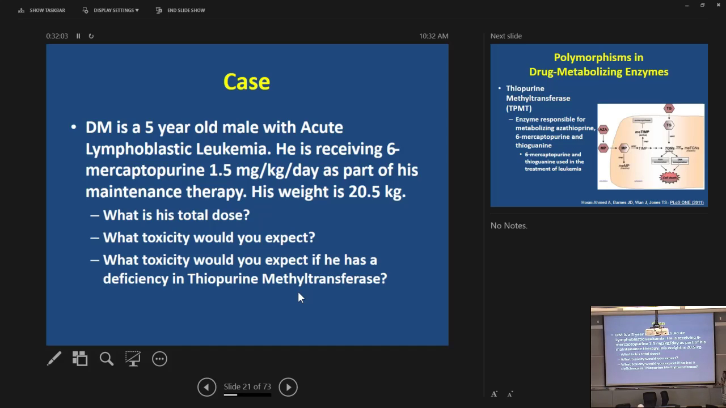So we have a 5-year-old male with acute lymphoblastic leukemia. We know ALL is the most common cancer in kids. He's receiving 6-mercaptopurine. What kind of drug is 6-mercaptopurine? Do you know what class it is? It's a purine analog, so it would be an anti-metabolite. Okay, good. He's getting 1.5 milligrams per kilogram per day as part of his maintenance treatment.